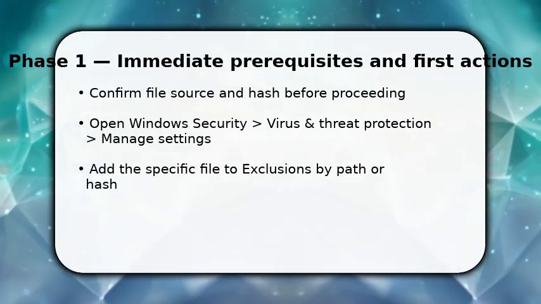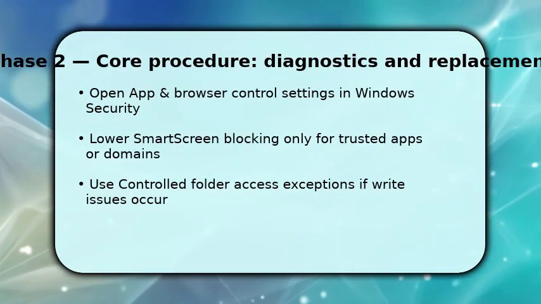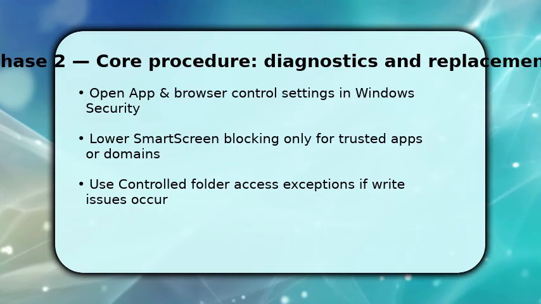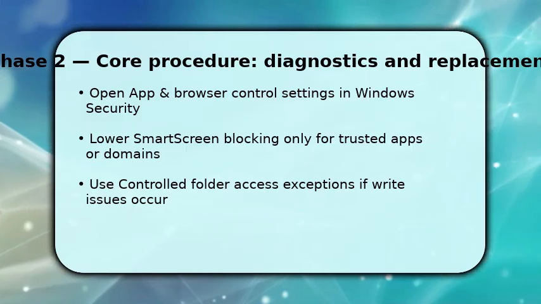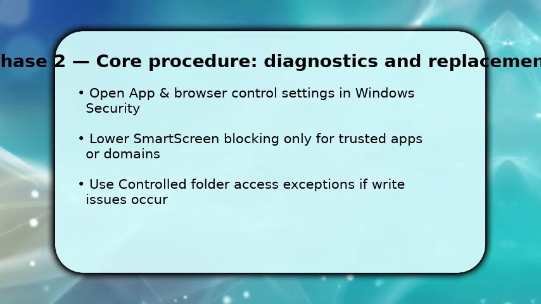Go to App and Browser Control in Windows Security and inspect Microsoft Defender SmartScreen. For known, trusted sources, you can lower blocking to warn only for apps and files. This preserves protection while reducing false blocks.